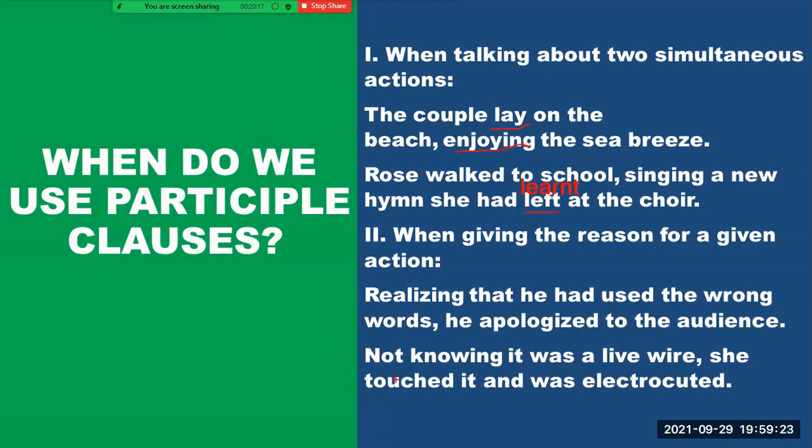Now, the second one, not knowing it was a live wire, she touched it and was electrocuted. The reason why she touched it and was electrocuted was that she didn't know it was a live wire. So when giving a reason for a given action, why something happened, you use participle clauses. All right?